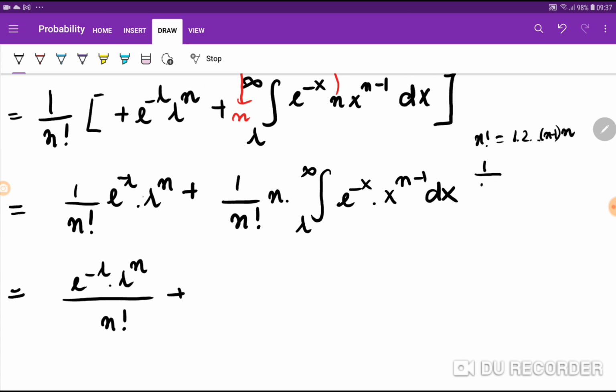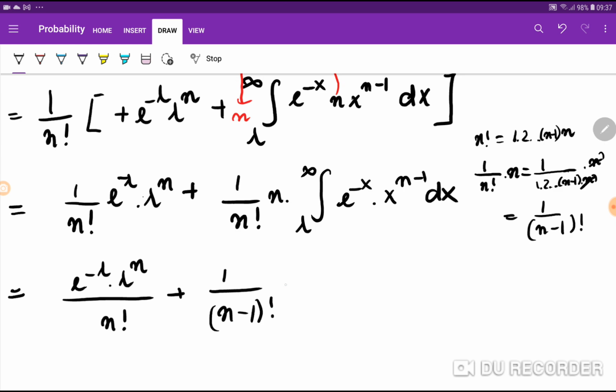So 1 over n factorial times n equals 1 over 1 times 2 times all the way to n minus 1 times n, right? And then n cancels out. We get 1 over 1 times all the way to n minus 1, which will be 1 over (n minus 1) factorial, times the integral from lambda to infinity of e to the power negative x, x^(n-1) dx. All right.